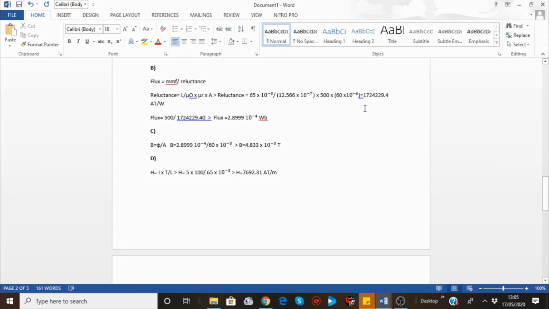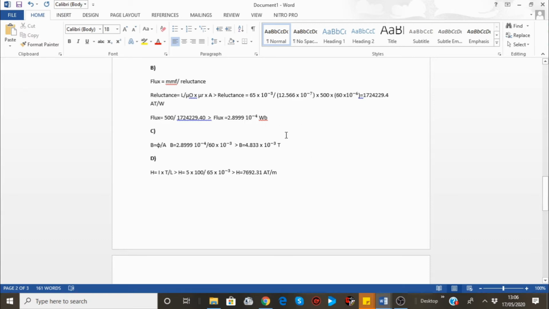Then you calculate all that, and you'll get this value for reluctance, which is ampere turns per Weber: 1,724,229.4 ampere turns per Weber. And from that, now you put that in this formula, you can find the flux. Instead of flux, you could just put the symbol phi, equals 500 MMF over this value we just found. So the flux is 2.8999 times 10 to the power minus 4 Webers.